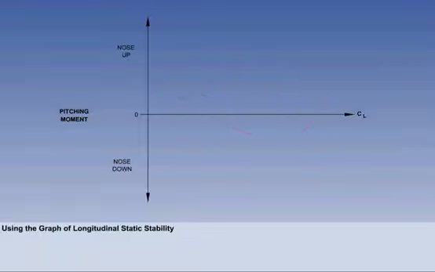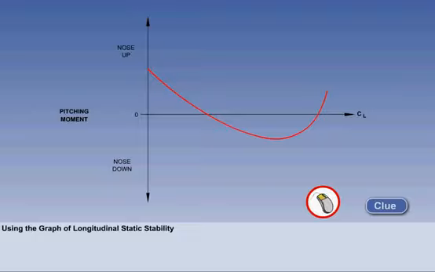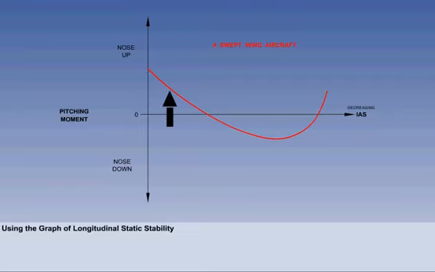So what does this plot represent? Here's a big clue. The plot represents an aircraft with a swept wing. Stable at high speed because the plot slopes downward to the right. The plot continues to slope downward to the right as speed is reduced. But the slope is becoming less steep, which represents a slight decrease in longitudinal static stability. With further reduction in indicated airspeed, the stability becomes neutral.